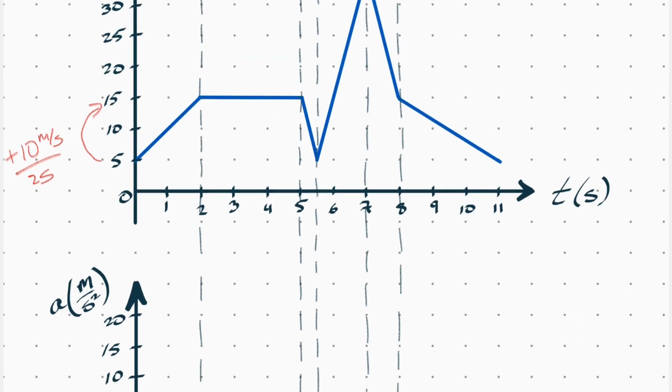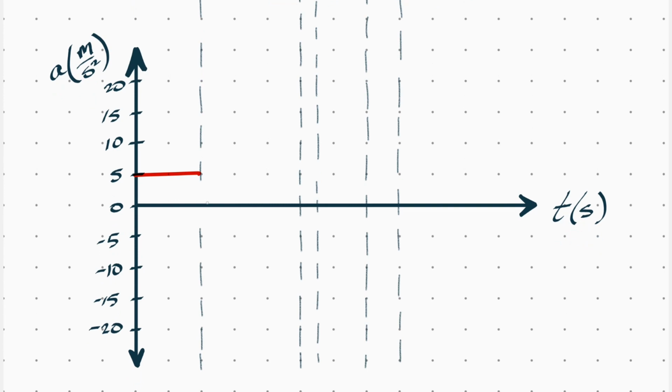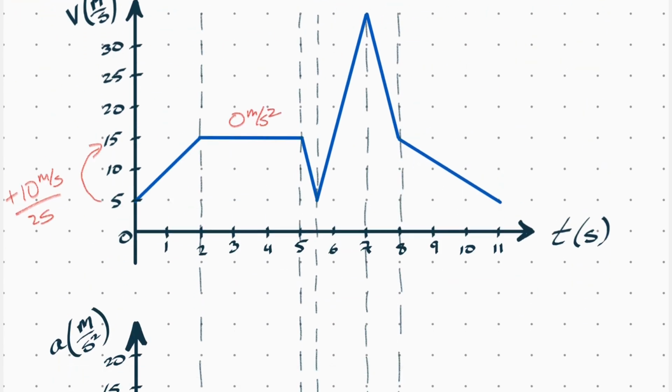And go on to the next segment. So the next one, this is just a flat line. So this is super simple. This is going to be 0 meters per second squared for the slope here. There's no change in velocity. Yeah, the change in time is 3 seconds, but the velocity doesn't change. So we can go ahead and do that right on the axis there at 0.